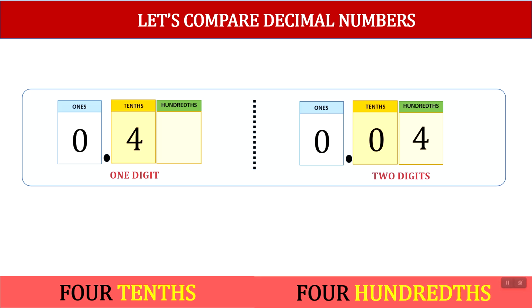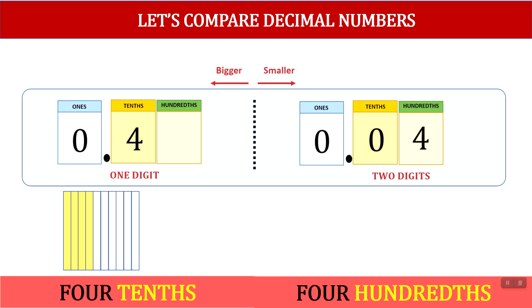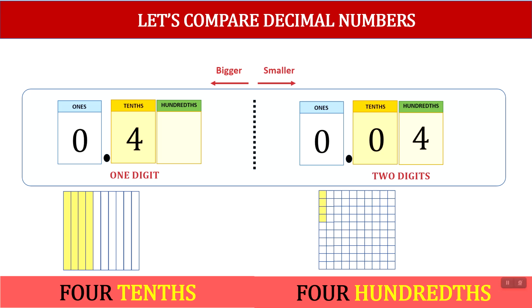It has two digits. And we know that the value of the digits to the left are bigger than the value of the digits to the right. And so therefore 4 tenths we can represent here in this diagram, and 4 hundredths we represent here in this diagram. We can clearly see that the shaded amount of space in 4 tenths is bigger than the shaded amount of space in 4 hundredths. Therefore 4 tenths and 4 hundredths, when we compare them, 4 tenths is greater than 4 hundredths.